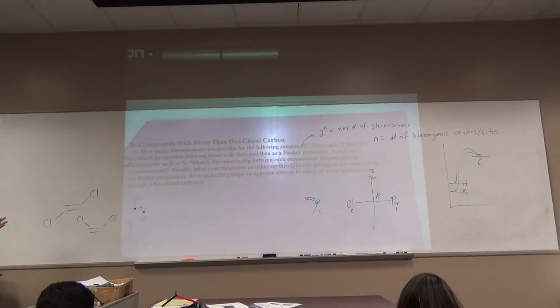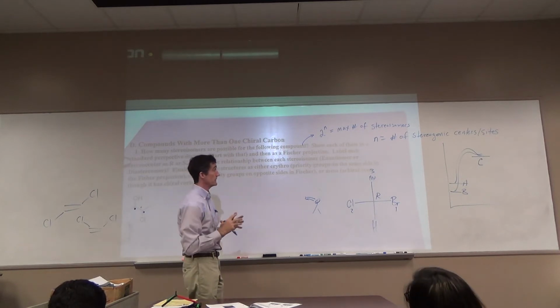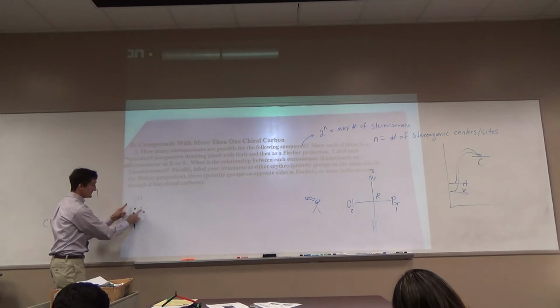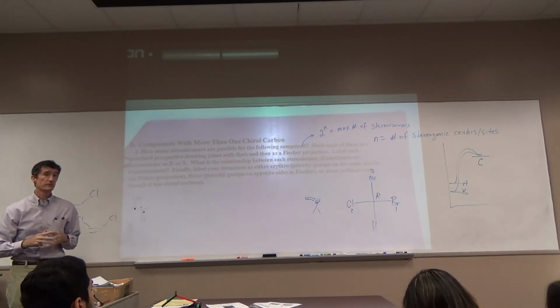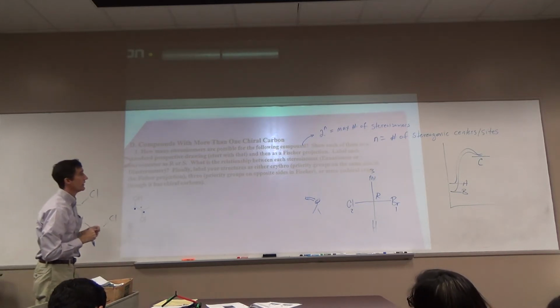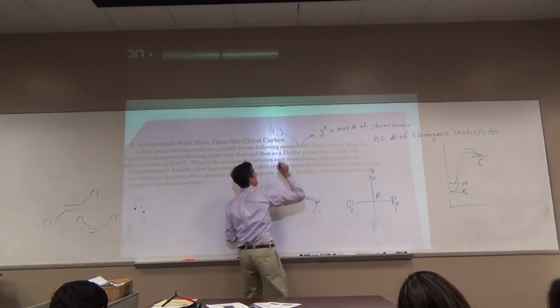So an alkene can also be a stereogenic site, but not all alkenes. Chiral carbon is just one example. So how many stereogenic sites here? Two. It's the two chiral carbons. There's no other. So 2 to the 2 is what? 4. So the answer to this specific compound is 4.